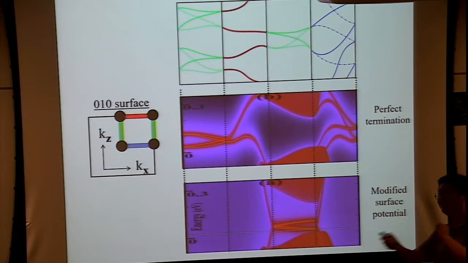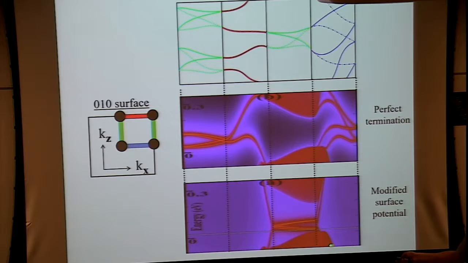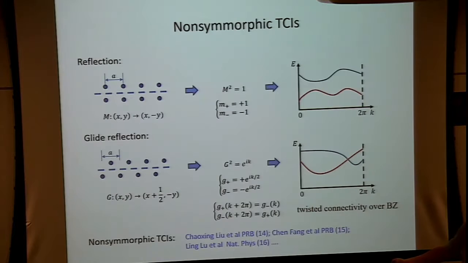But to be fair, there is non-trivial connectivity. It's kind of a twisting, right? The bands twist across the Brillouin zone when the momentum is shifted by 2 pi. That is special to the non-symmorphic case, right? So this is what I mean by this twisted connectivity here. So they're guaranteed to cross with this twisting, yes?